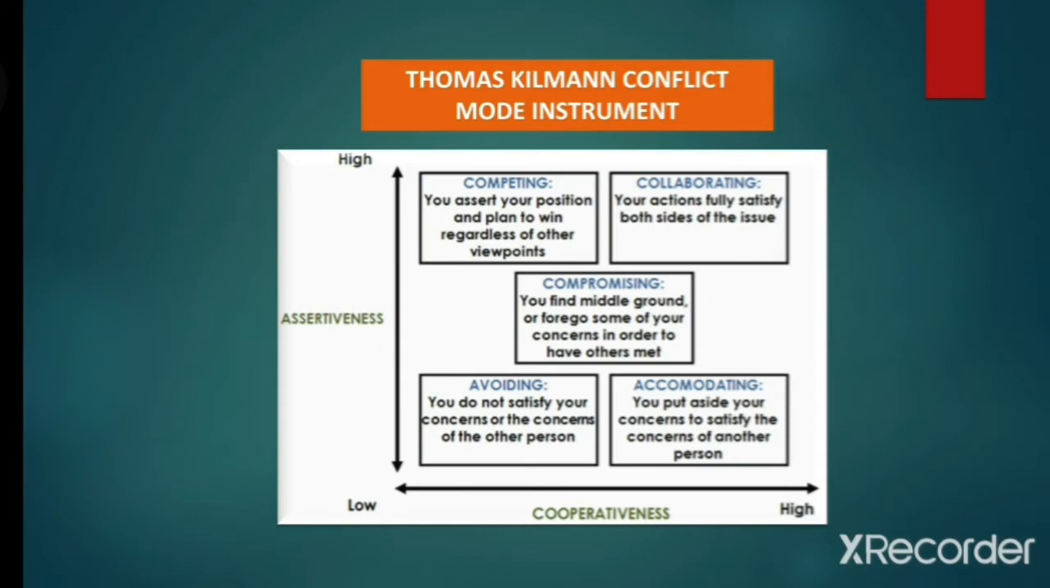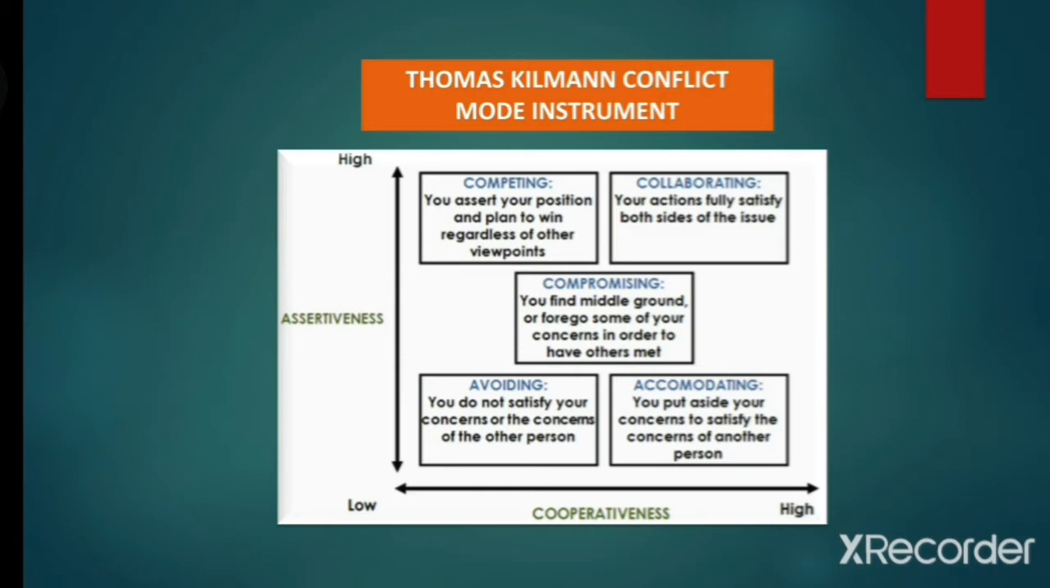So, first one is accommodating. As in the diagram, it is said that you put aside your concerns to satisfy the concern of another person. An accommodating conflict management style is used when you set aside your own wants or needs and focus on those of others. You leave your own concerns behind and accommodate for those of someone else. When to use it? When you are wrong, when you don't care about the issue as much as the other person, when you want the workplace to be peaceful, and when there is no point in arguing.